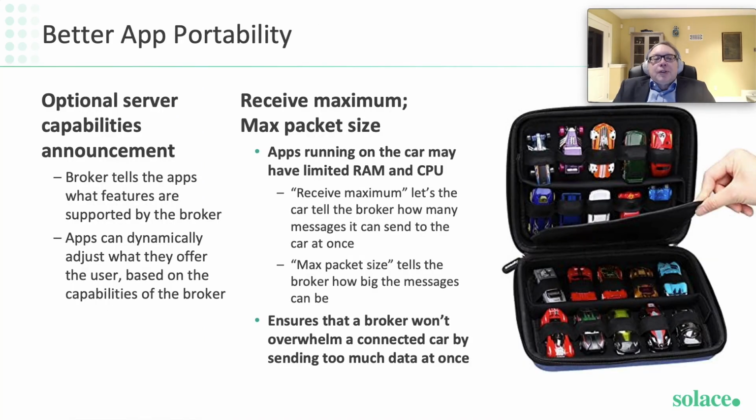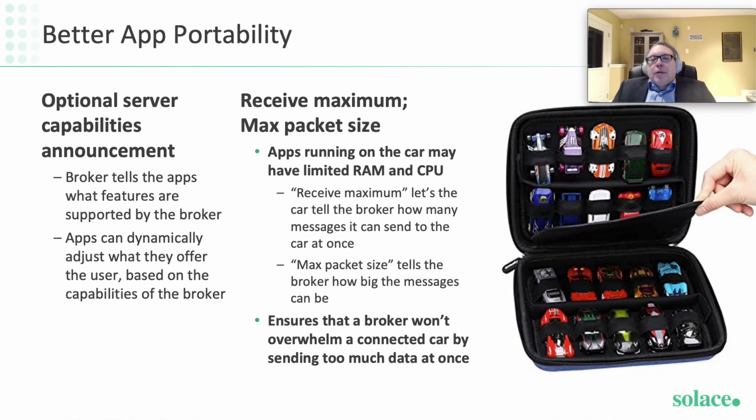MQTT 5 also has a couple of features that help you write portable applications. The first is server capabilities announcement, where the broker will tell the applications what features it does support and what features it doesn't support. That way your apps can dynamically adjust and not try to take advantage of features that might not be supported by certain brokers or certain versions of the broker.